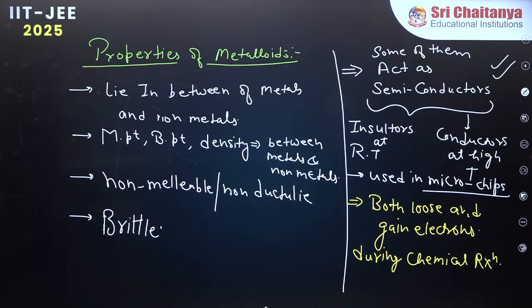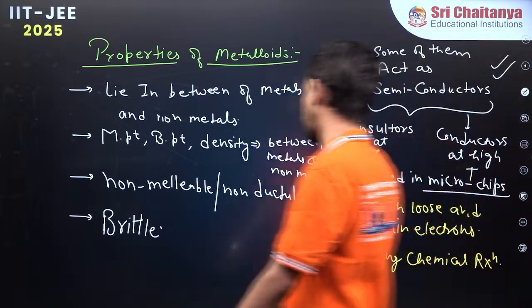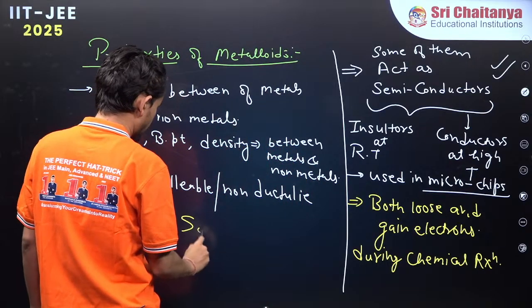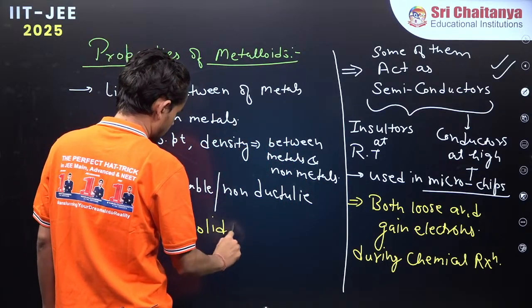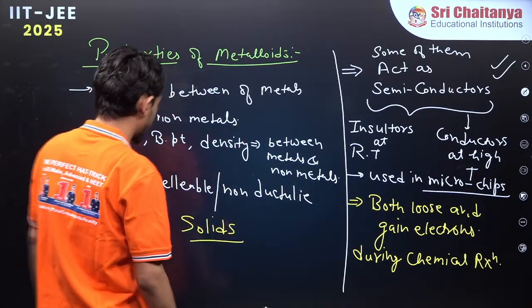Colored ions are formed, that is for transition elements. In solid state, yes, they are also usually solid. Brittle solids, brittle means solids only, okay. They are brittle itself means they are solids.